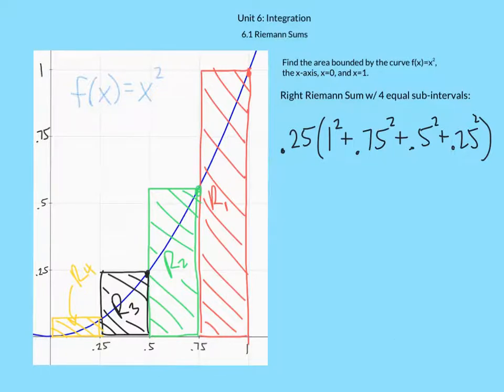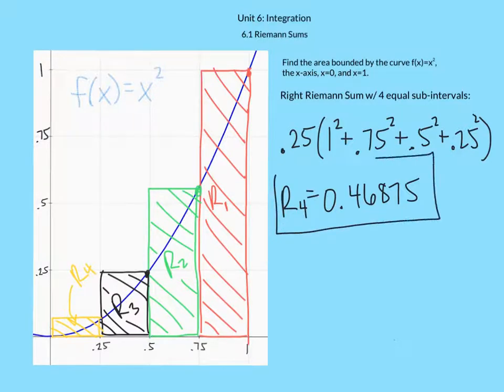If you plug it like this into your calculator, it's a little bit more straightforward than finding 4 separate values and having to add them together. You get the same value. We call this R sub 4 technically because it's the 4 added together.